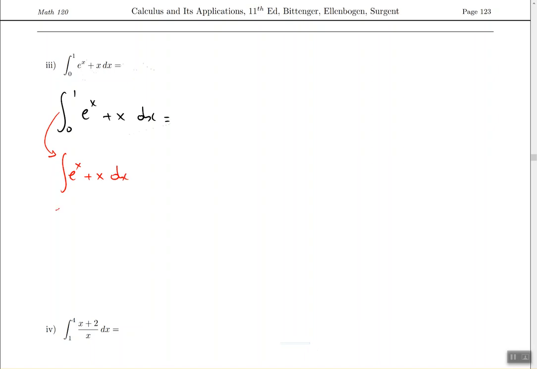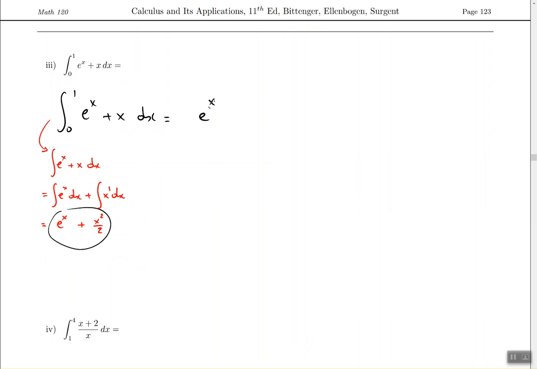Well, normally what I would do is I would give an integral for each one of them. E to the x gets its own integral, and then the x gets its own integral. But the antiderivative for e to the x is literally e to the x. It does not change. And the antiderivative for x is x squared over 2, because x to the power of 1, you add 1 to the exponent and you divide by the same thing. So now that I have the antiderivative, I'm just going to write the answer over here. E to the x plus x squared over 2.